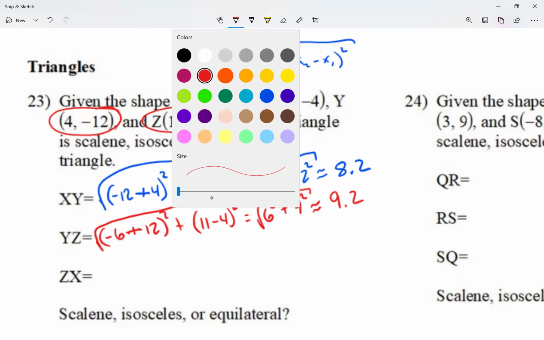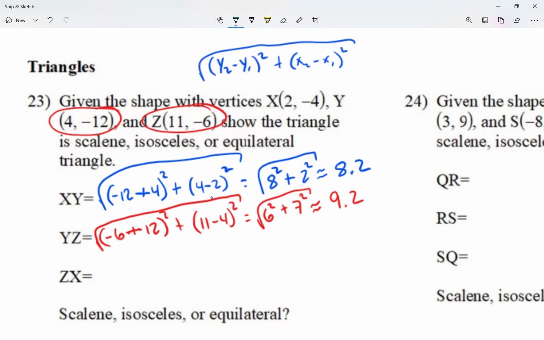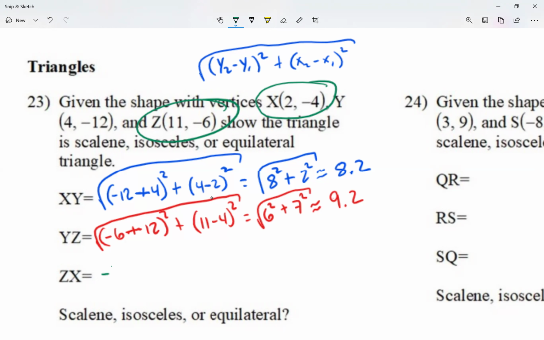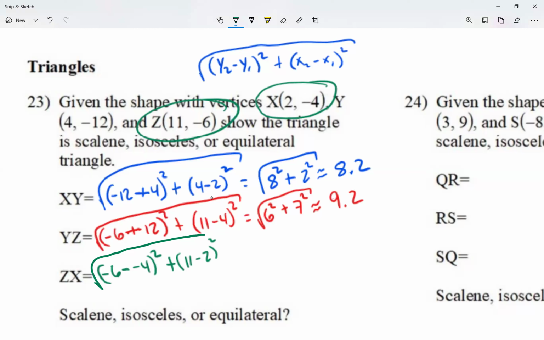Now for the third one, let's go with green. The segment ZX. So I'm only using the coordinates of my point X and my point Z. Let's start with the first parentheses, subtract the Y's: negative 6 minus a negative 4, squared. Then subtract the X's: 11 minus 2, squared, and all this inside a square root. Interesting here is that two negative signs become a plus sign.